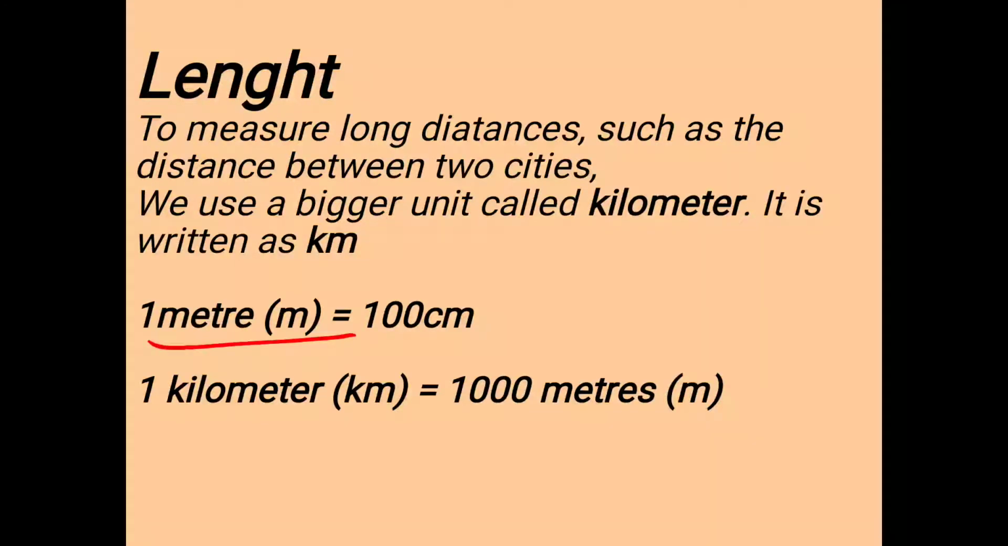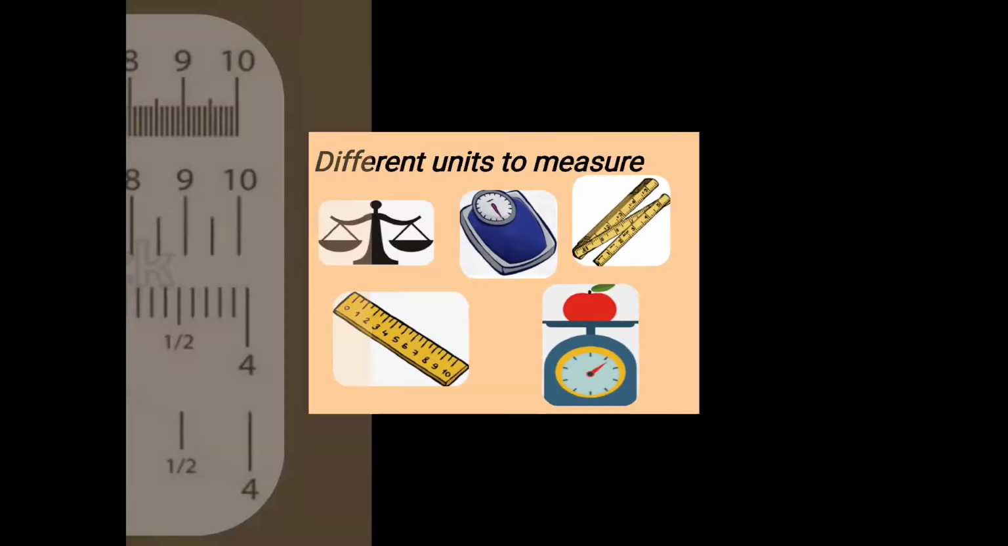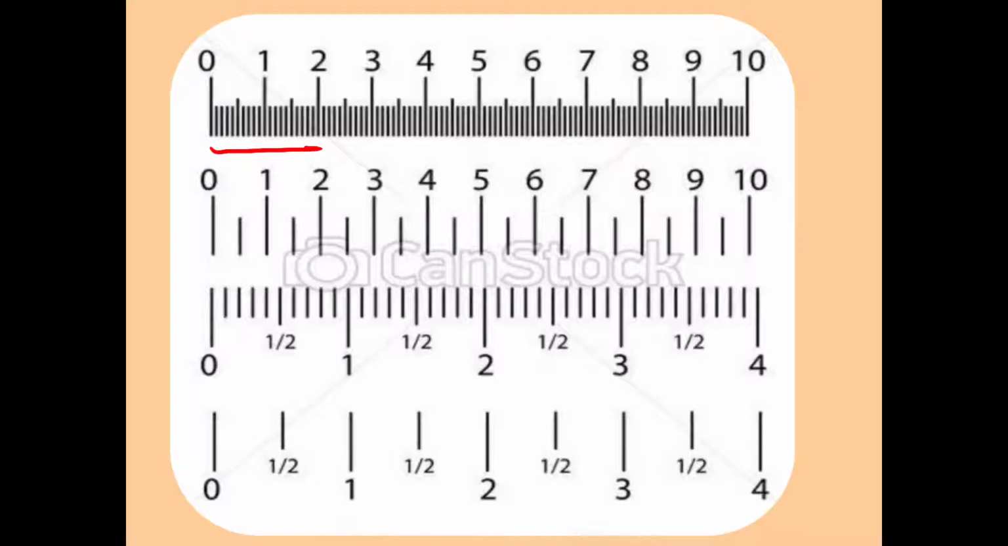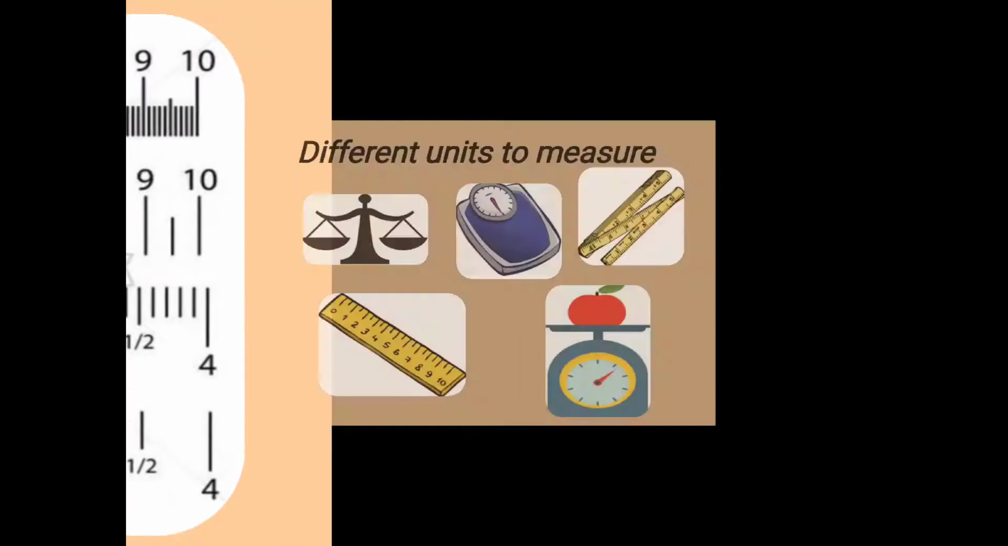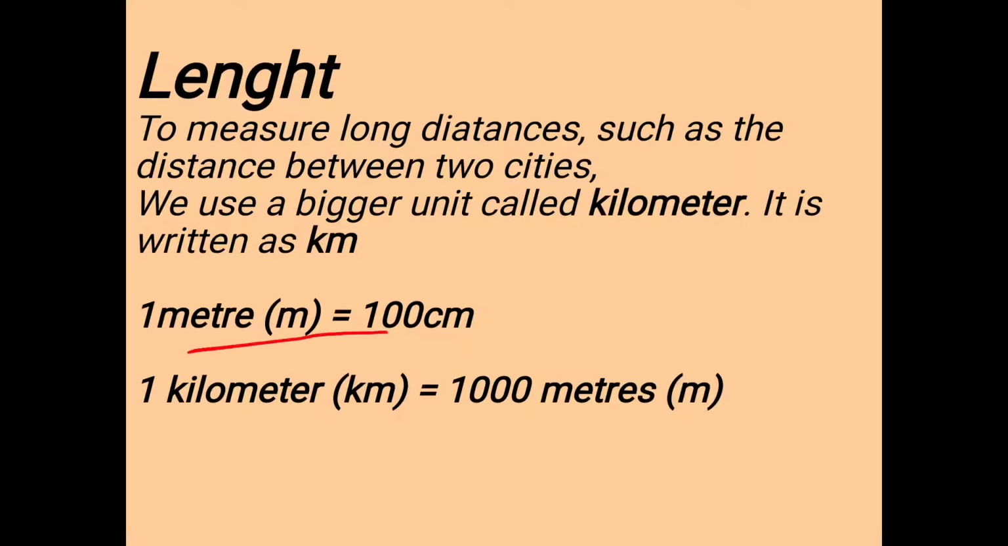Now here, 1 meter is equal to 100 centimeters. Keep this in mind. As you all know, 1 centimeter is from 0 to 1, right? Similarly, 1 meter is equal to 100 centimeters. Now 1 kilometer is equal to 1000 meters. These points you should keep in your mind.